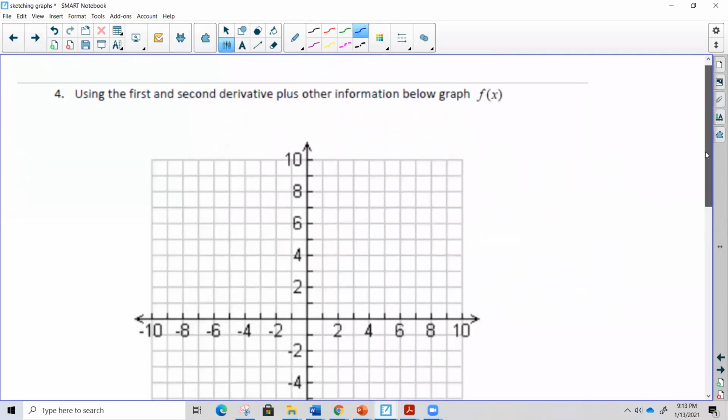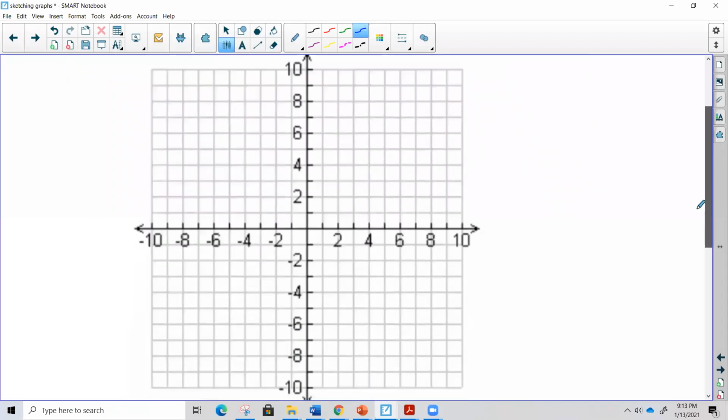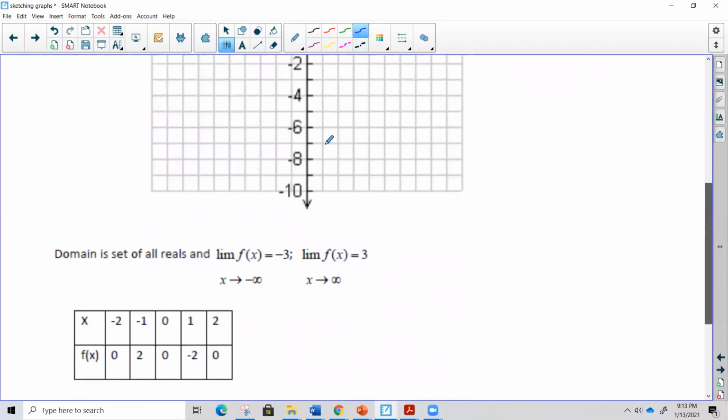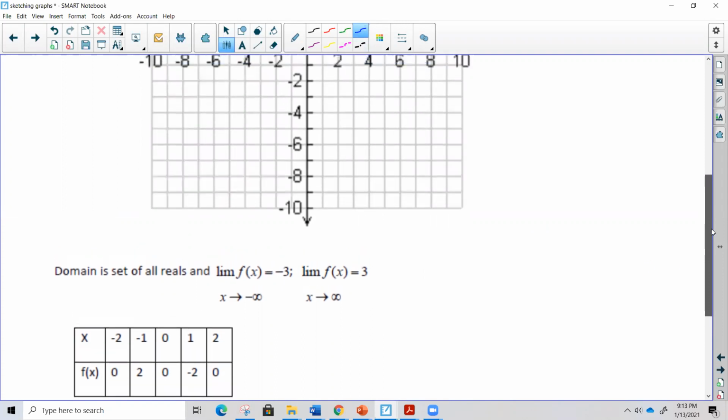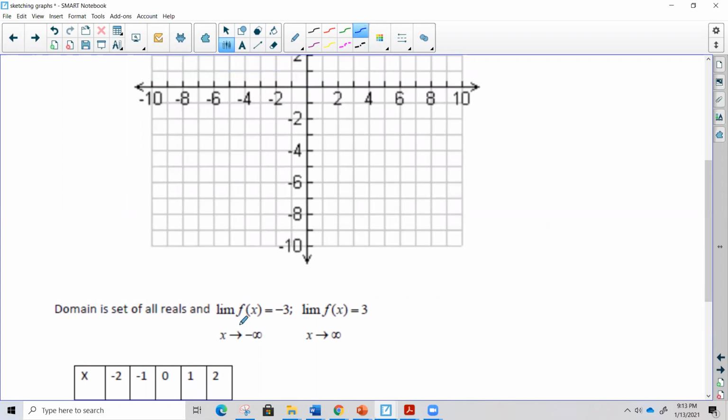And we're going to do one more. So we're going to use the first and second derivative plus this other information to graph f of x. So the domain is the set of all reals, so my graph is going to hit every x value. The limit as x approaches negative infinity is -3. So as I go to the left, out this way, I'm going to negative infinity, and this way is positive infinity. I'm going to draw a dotted line that my function's getting close to this value, but it's only the left limit. It's not the whole way across because it's not a horizontal asymptote.